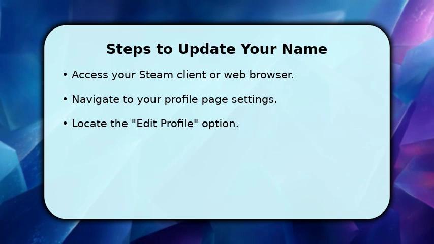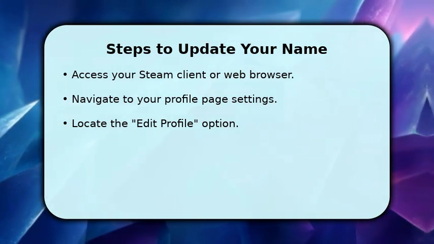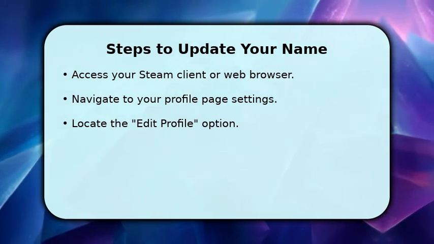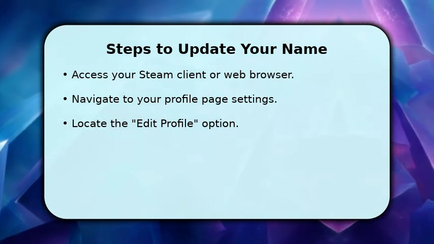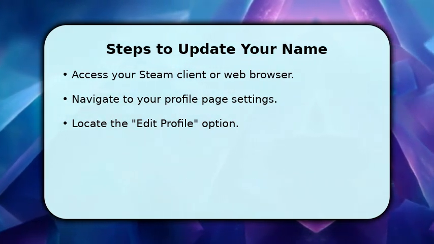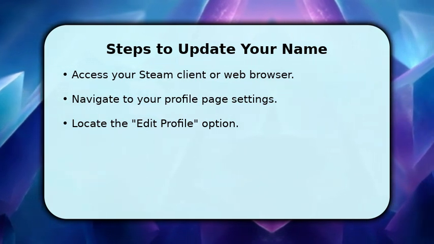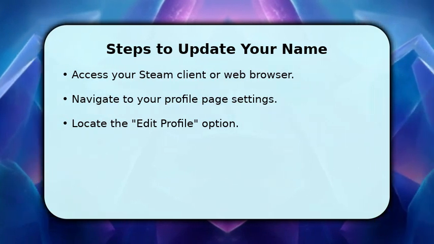Changing your public profile name is a straightforward process. First, open your Steam client or visit the Steam website in your browser. Then, click on your current profile name to access your profile page. Look for the Edit Profile button, usually found on the right side. From there, you can easily type in your new preferred name and save the changes.